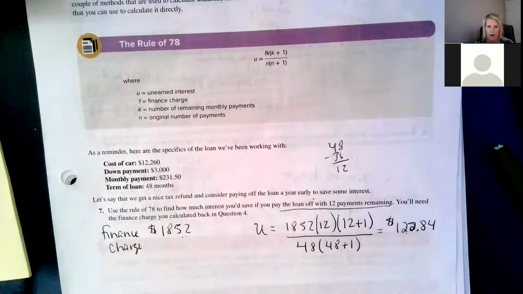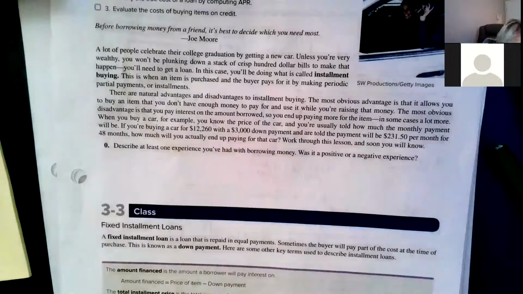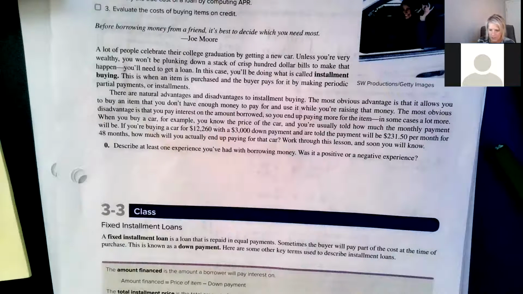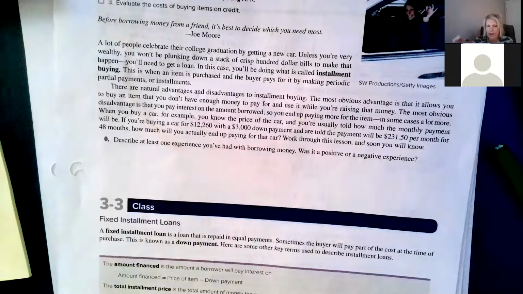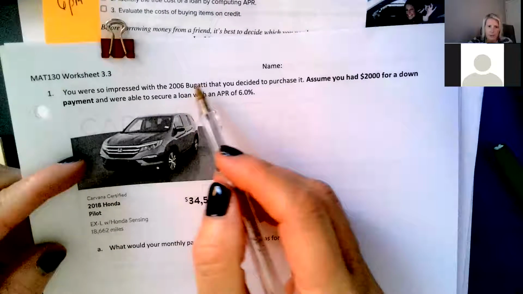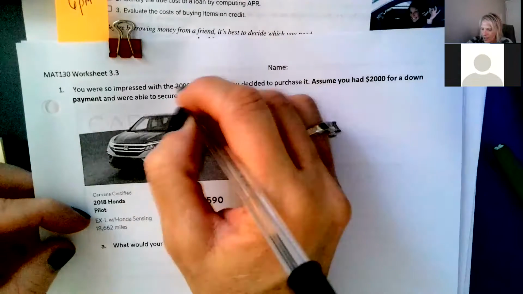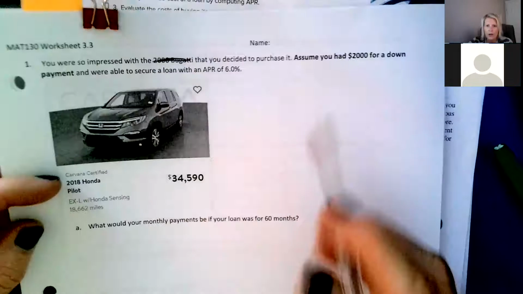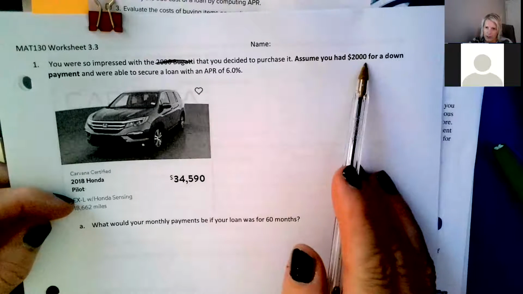You need to figure out all of the payments on that. And also on the worksheet, I wanted to bring up that he said we were buying a Bugatti, but you can see that we're not buying a Bugatti. It's a 2018 Honda. So that was kind of a goof up there. But don't forget also when you're finding your monthly payments, you have to take into account your down payment of $2,000.